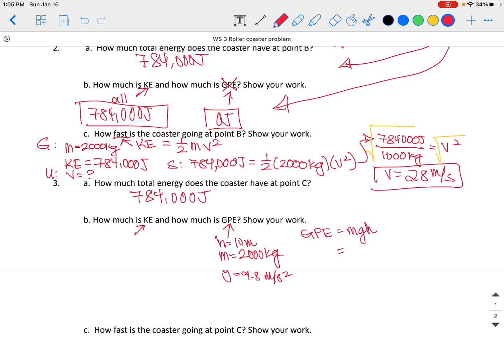So we're going to take our 2,000 kilograms, multiply it by 9.8 meters per second squared, and multiply it by our height of 10 meters. That is going to give us a total of 196,000 joules.